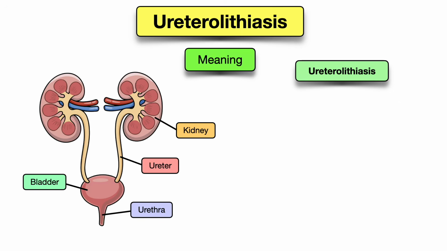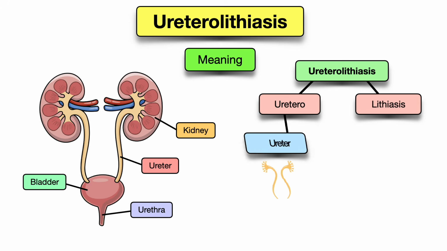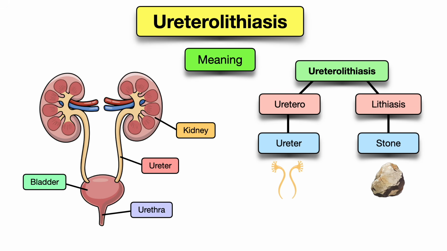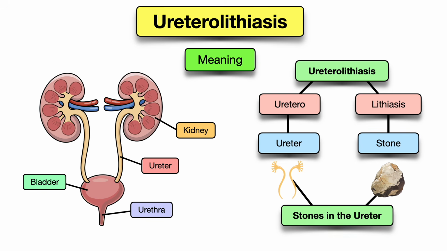In order to understand the term, we're again going to break down the word. We have uretero and we have lithiasis. Starting with uretero, this means ureter, and we already know the suffix lithiasis means stone. So if we put it together, we have ureter, stone, and that's exactly what ureterolithiasis is. It refers to stones in the ureter.